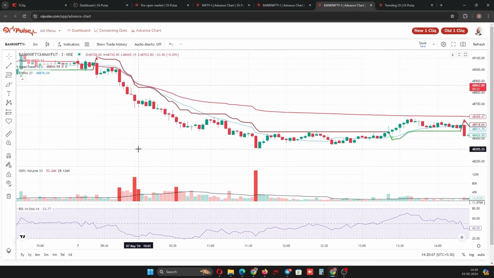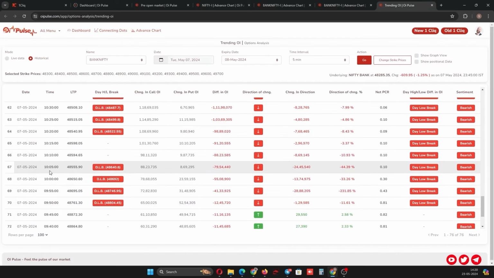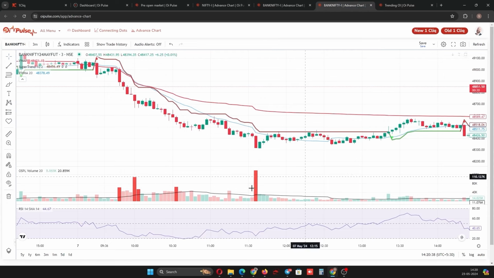And at that time we will check what was the market on 7th, 10 o'clock. At 10 o'clock, the bearish trend is continuing, and if you see, the day's low is continuously breaking on difference in OI. It is a clear sign that market is also on downtrend. Okay, so all the conditions have been satisfied. Our entry would be start of next candle and stop loss is high of first candle.